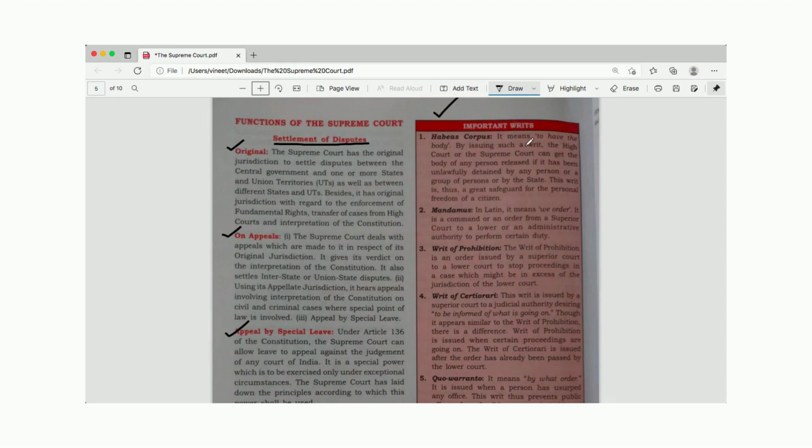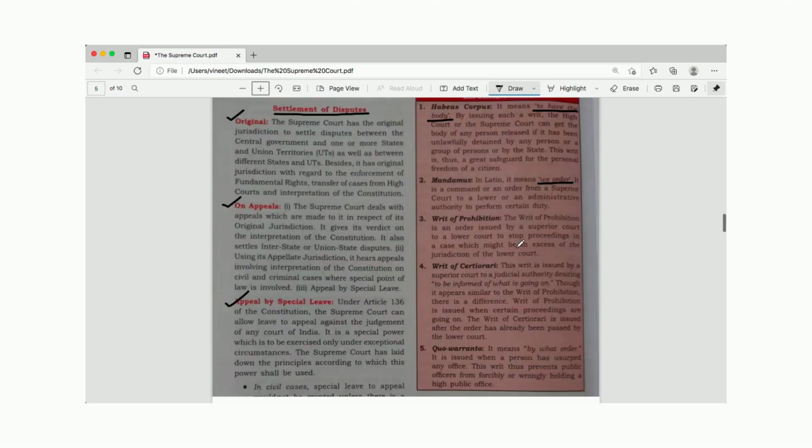The important writs. Now, here what they can ask you is the English meaning of the writ, because these are mostly Latin terms. So, what is the meaning of habeas corpus? It means to have the body. What is the meaning of mandamus? It means we order. These meanings you can underline and remember even for short answer or MCQs.